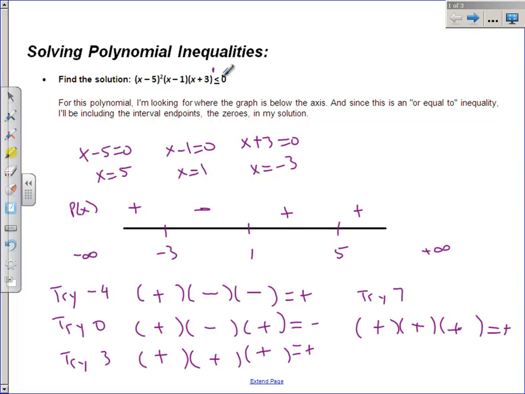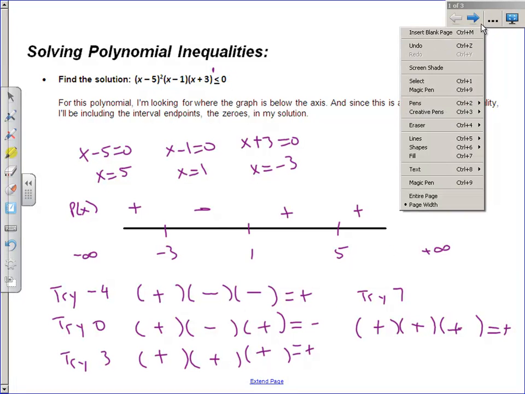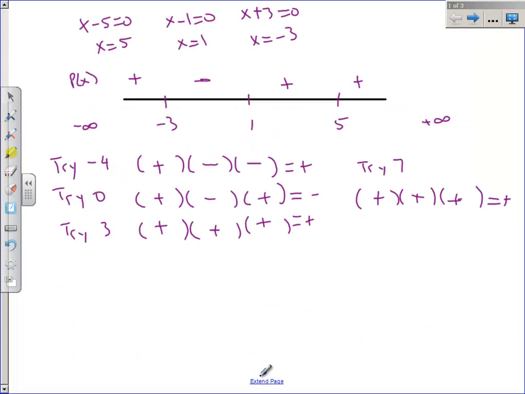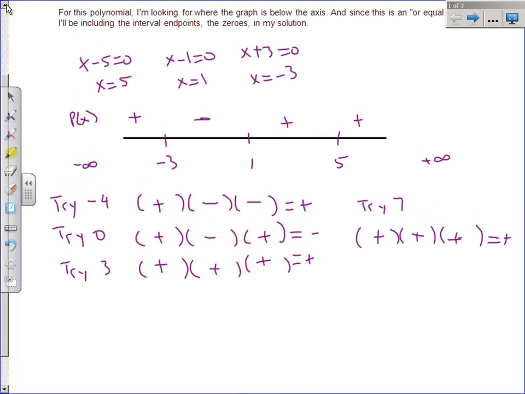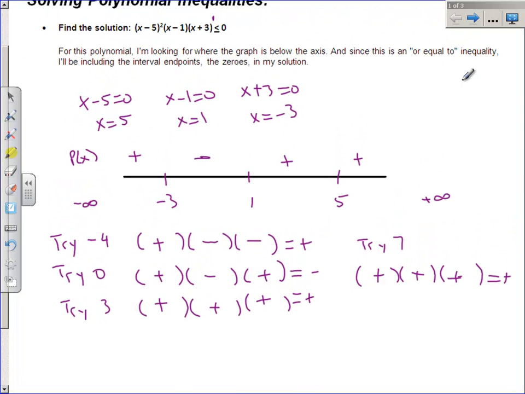We are going to state that this graph is below the x-axis or equal to on the following intervals. Let me get to my little pointer here. I'll go up just a little bit more so I can see. All right, so here is going to be my answer. From negative infinity to negative 3, my polynomial was positive. That means above the x-axis. Less than or equal to 0 means below. That is not in that interval.